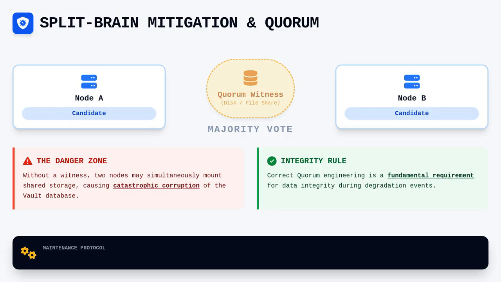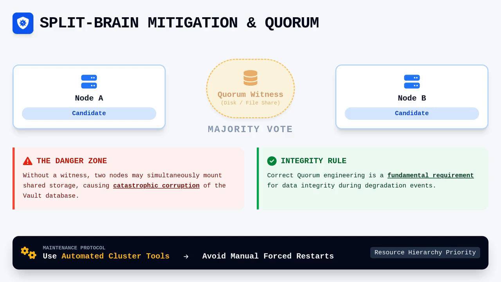When performing manual failovers for maintenance, always use the automated cluster management tools rather than manually forcing service restarts, to let the cluster resource hierarchy handle the dependencies in the correct, predefined order.